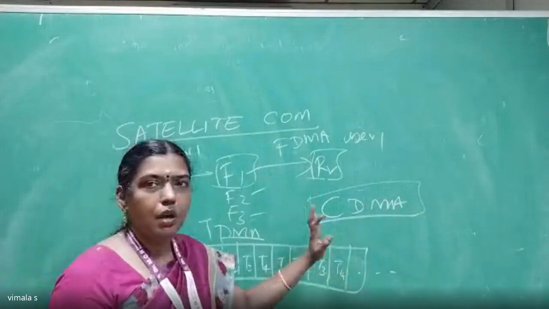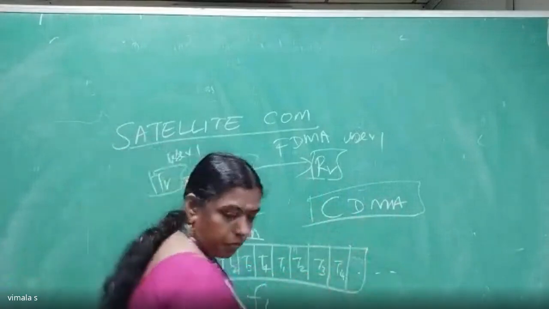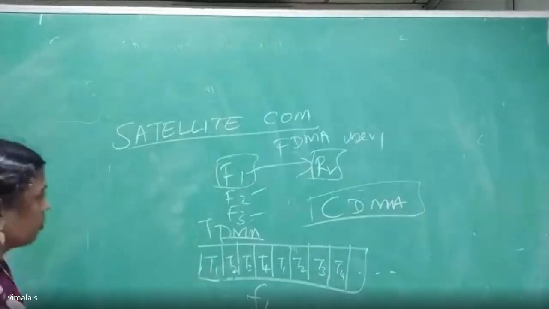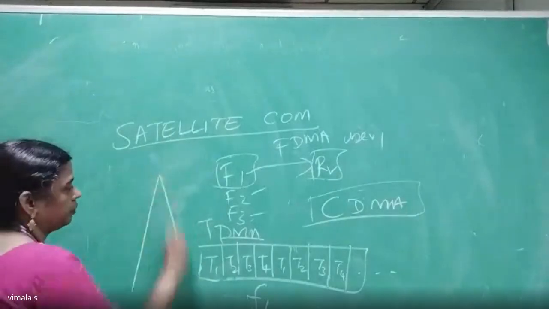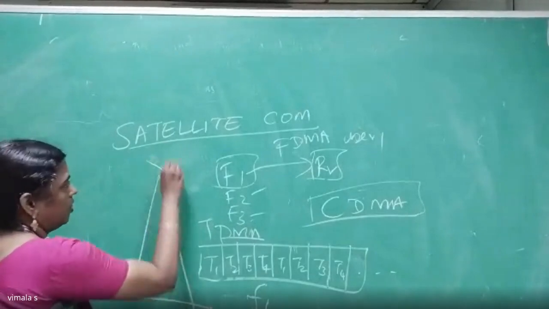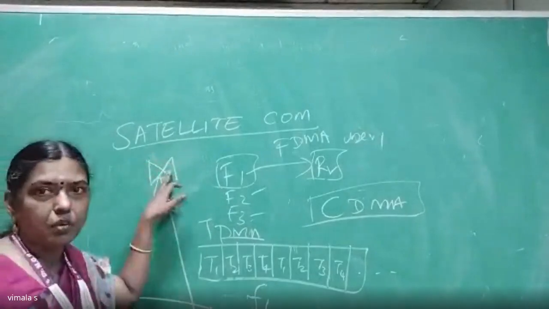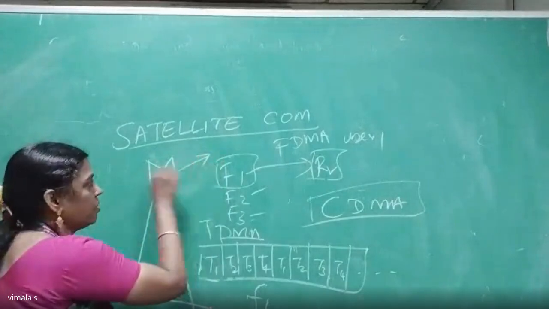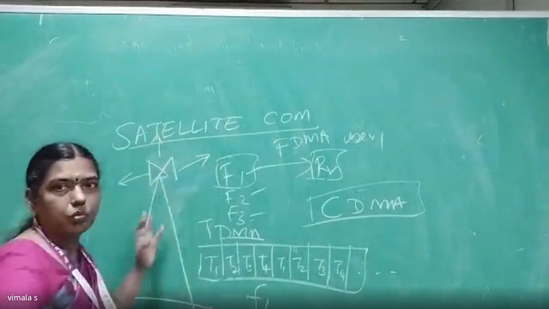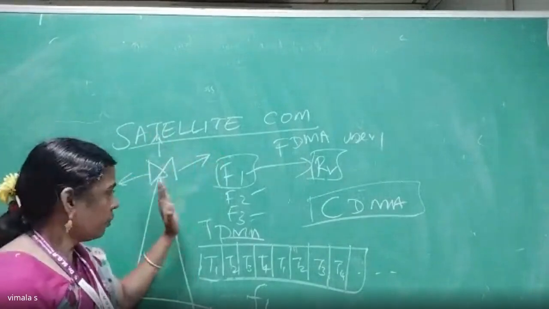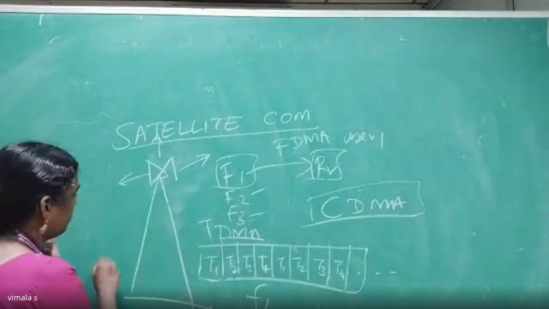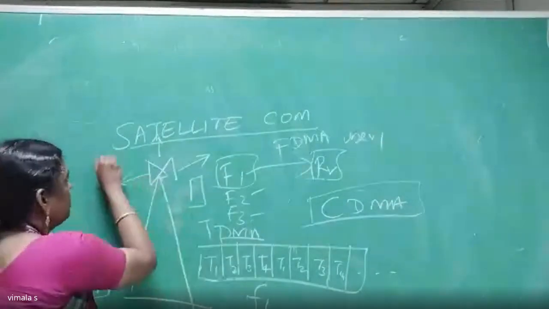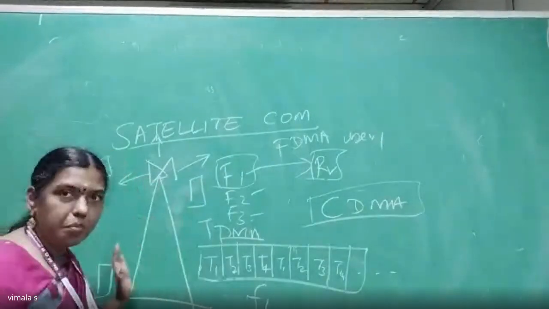So what will happen now? This will be the transmitter section, a base transmitter. From here, your signals are going to be transmitted in all directions. So what will happen if your mobile users may be here, or here, or here, or here?